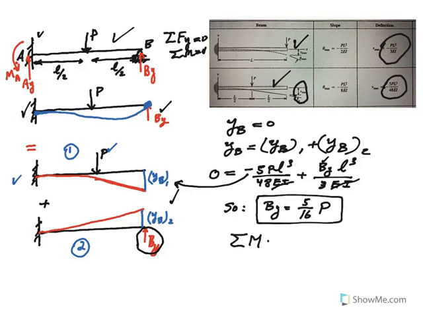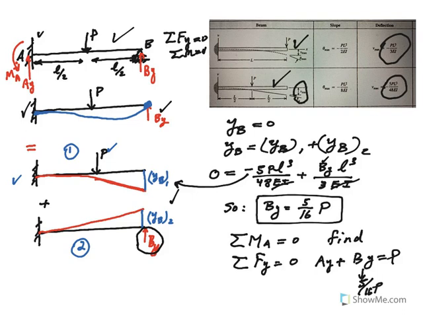So once you have the reaction at B_y, then look at this free body diagram here, and then you can go ahead and take moment, for example, about A, set it equal to 0, and find M sub A, and also sum of the forces in y equals 0. So for example, this one is clear that A_y plus B_y must be equal to P. So if B_y is 5/16 P, A_y must be what? Must be 11/16 P. And then, so you have your A_y. And then, of course, you can take moment about A and find M sub A.